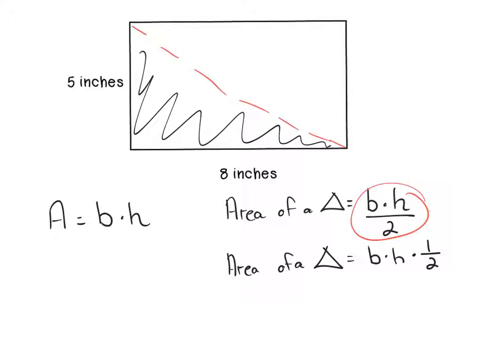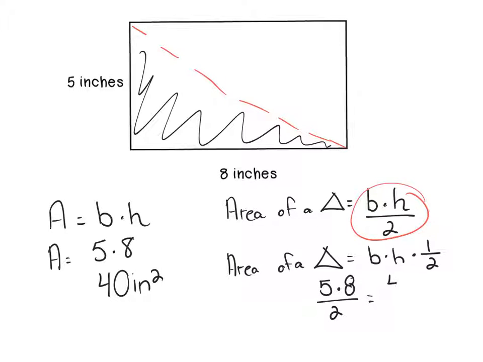So, if we look at this problem, on the area for the rectangle, we had 5 times 8, and we said that was 40 inches squared. But on this one, we're going to do 5 times 8, and then we're going to divide that by 2. So we would say this is 40, and this is why hopefully you did the order of operations before completing this. And then 40 divided by 2 is 20, so this is 20 inches squared.